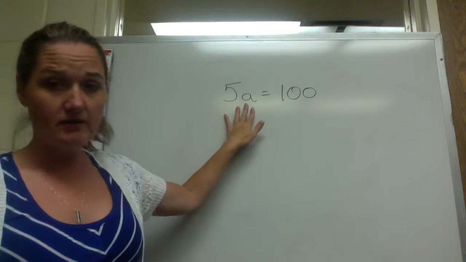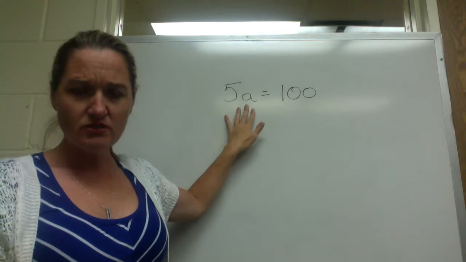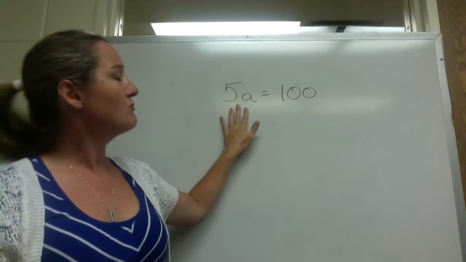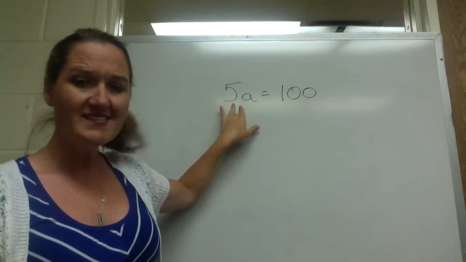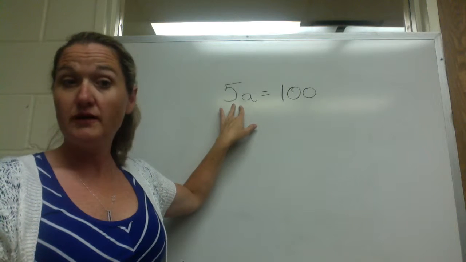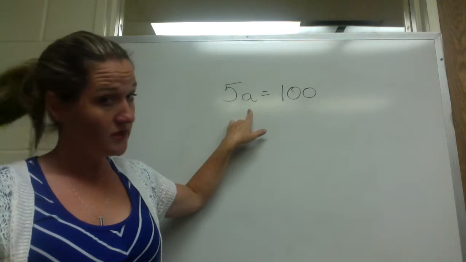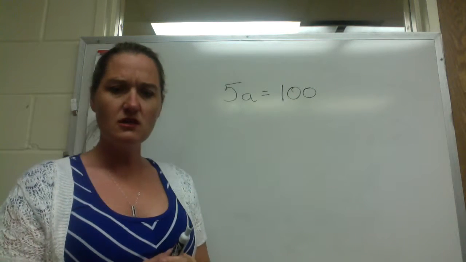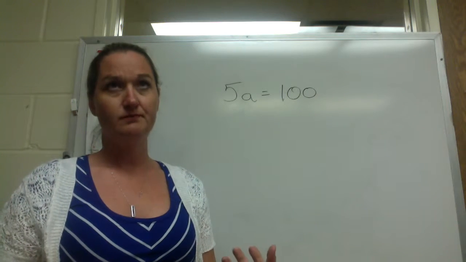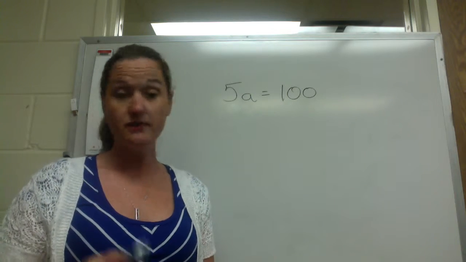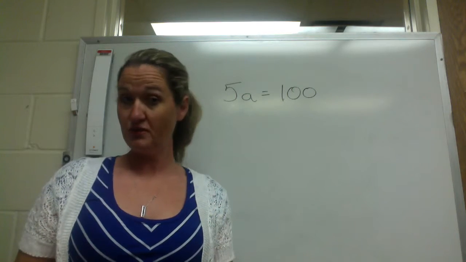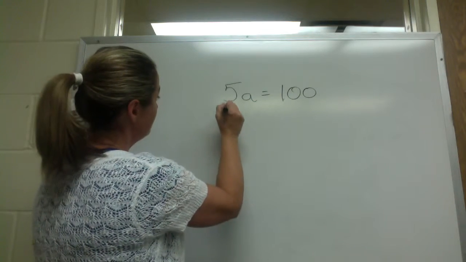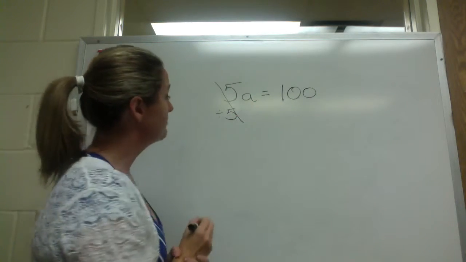5a. So let's ask ourselves, what process is going on here? If they're written side by side like that, it means to multiply. So 5 times what number equals 100? Well, what's the opposite of multiplying by 5? The opposite of multiplication is division. So the opposite of multiplying by 5 is dividing by 5. All right, so I'm just going to divide by 5. That is now gone.